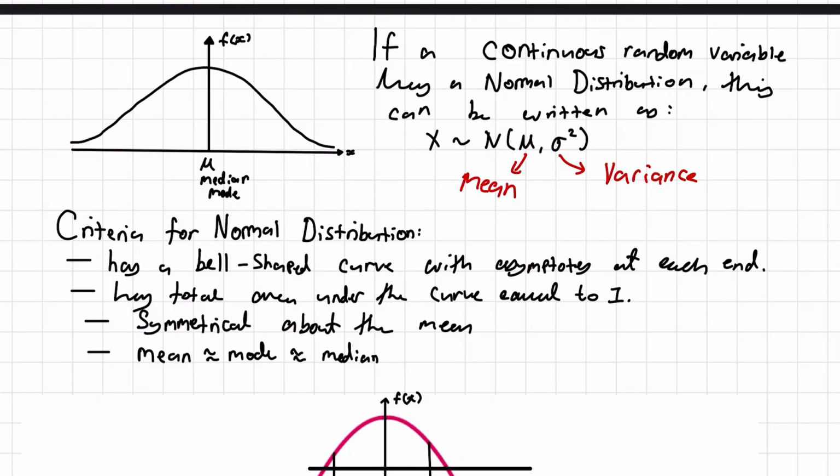It is symmetrical about the mean. So basically the mean is the central point in a normal curve, and it is symmetrical either side. So this will represent 50% of the data, and then you have your mean, and then this will represent the other 50% of the data. And very important, your mean is approximately equal to your mode, and that is approximately equal to your median.